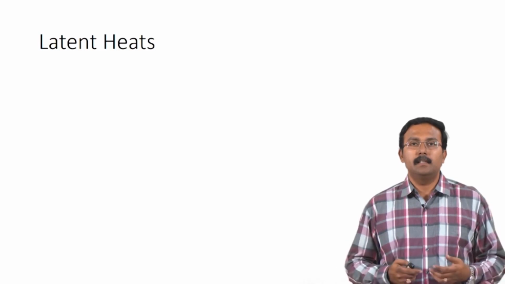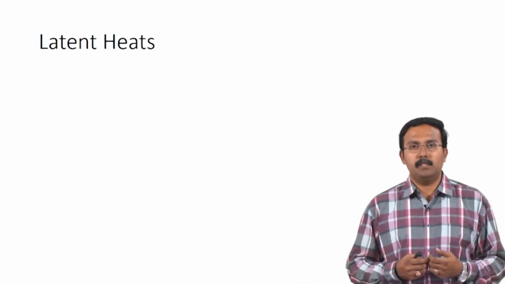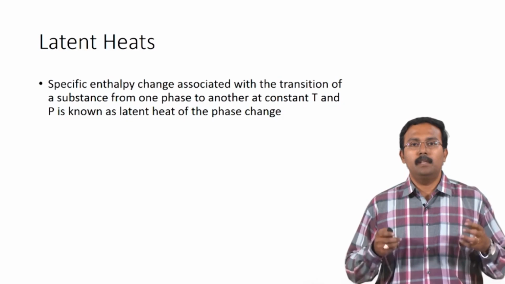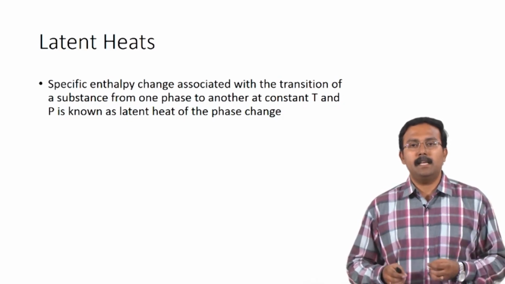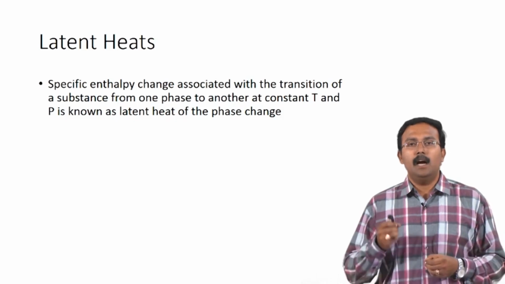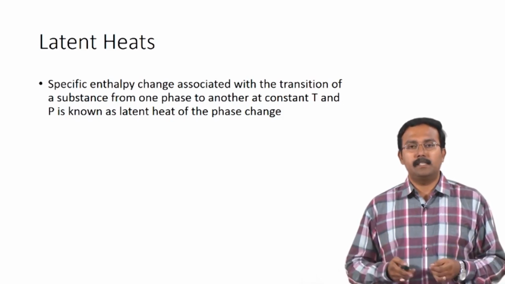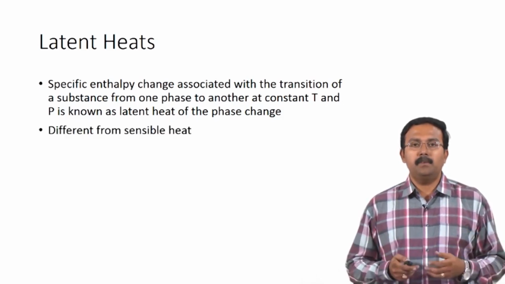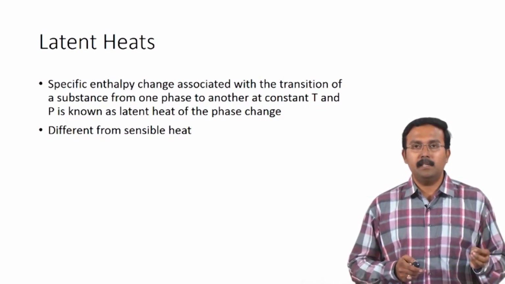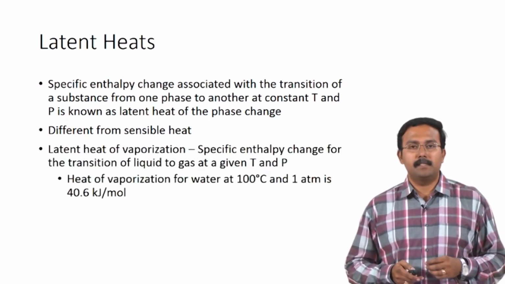So, what is latent heat? Here the heat supplied does not help in increasing the temperature of the system; however, it goes into changing the phase of the system. So, latent heat is the specific enthalpy change associated with the transition of a substance from one phase to another at constant temperature and pressure. This is also called the latent heat of phase change. You have different types of latent heats. This is different from the sensible heat. Sensible heat, as I mentioned, helps in increasing the temperature, whereas latent heat helps in changing the phase.